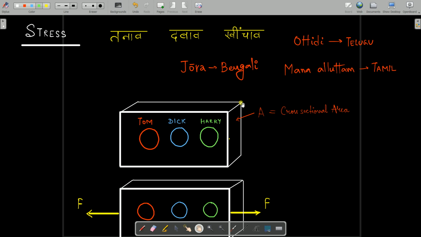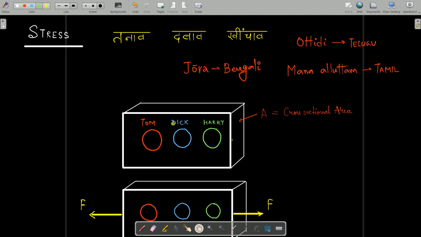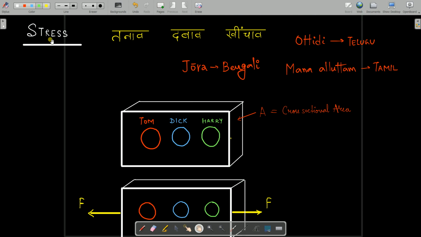And let's consider we have a body. And in this body, there are three different molecules. Okay, Tom, Dick and Harry. I have shown this in a 3D diagram in order to make you visualize things, how the things are changing out here and how this concept actually works. So here we'll talk simply about the concept of stress. The types of stress will be dealt with in the next lecture.